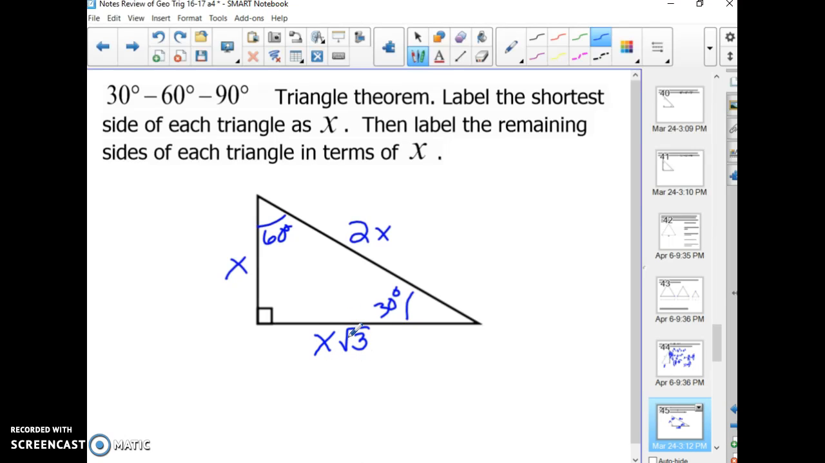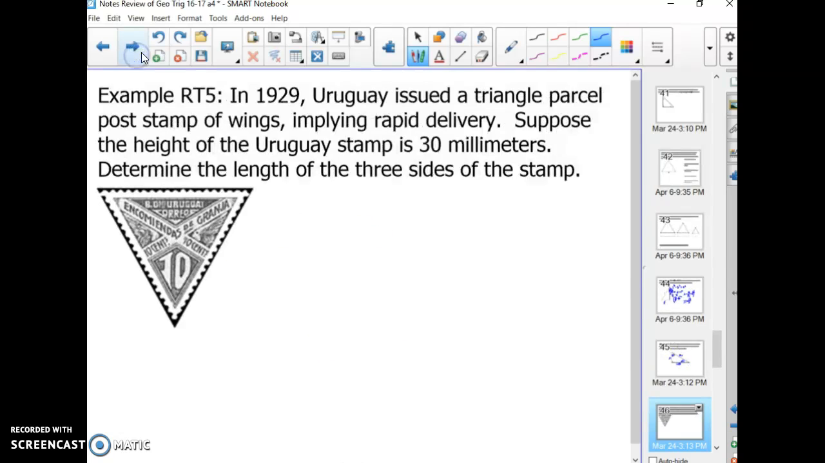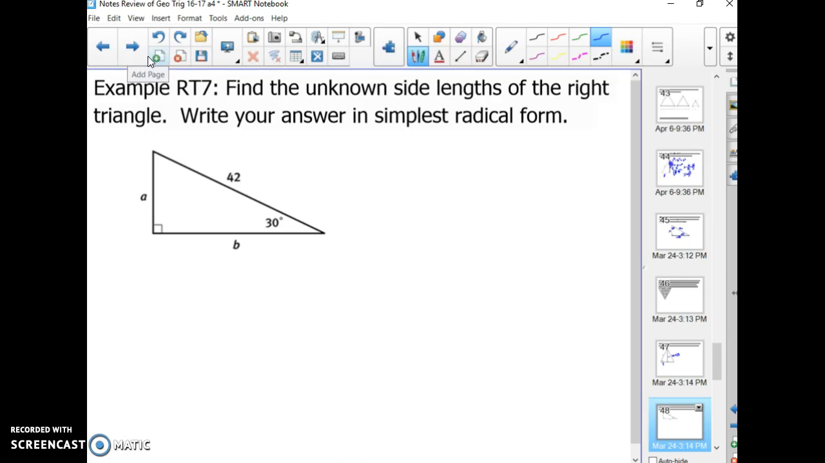So if I go back to our previous example, this is 1/2. If I times it by root 3, over 2 works. So here's our first example. I have 8. It wants me to get this. If my hypotenuse is 8, my short side is 4. So m has to be 4 root 3, just using those relationships. My next situation, if this is 42, a has to be half of that, so it has to be 21. And then we go here, and b has to be 21 times the root of 3.